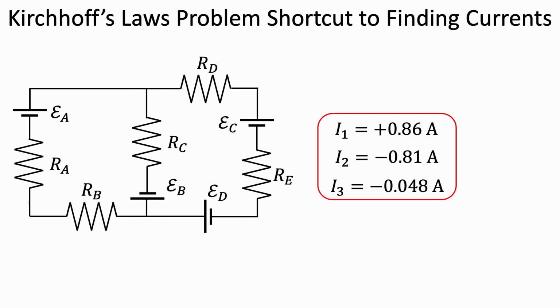Before we end, let's think about the directions of the currents. In deriving the shortcut equations, it was assumed that all three currents flow upward. Because I1 turned out to be positive, this implies that the actual current flows upward. On the other hand, I2 and I3 are both negative, so their actual directions are both downward.